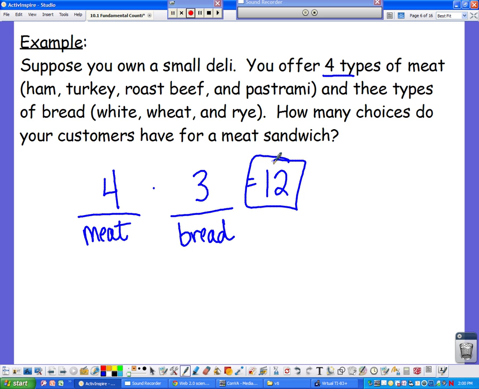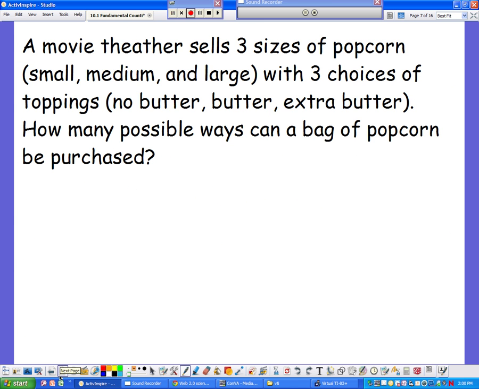Okay? All right, so the next example, go ahead and try this one on your own real quick. So pause the video. But it says a movie theater sells 3 sizes of popcorn, a small, medium, and large, with 3 choices of toppings. No butter, butter, or extra butter. How many possible ways can a bag of popcorn be purchased?